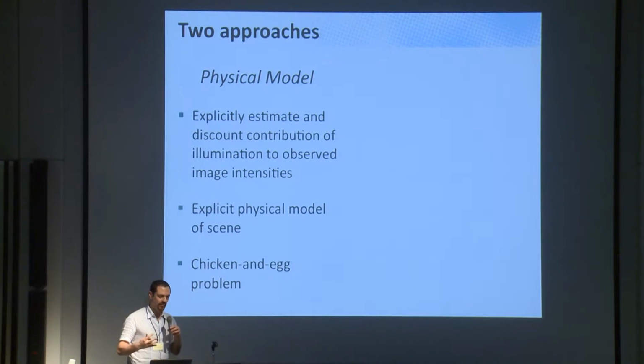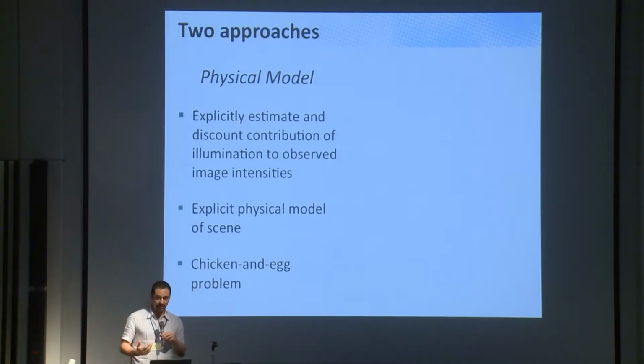Now, broadly speaking, in the field, there have been two major ways of thinking about how you could go about solving this. And I think this maps on in some ways to what we heard earlier on in the computer vision session, where both approaches do yield some kind of useful results. So one possibility is that you try to develop a deep representation, a physical model, and this is what's usually called inverse optics, where you explicitly estimate and discount the contribution of illumination or other factors to the observed image intensities. And the key aspect of this that makes it distinct from the other approach is an explicit physical model of the scene is what you're trying to develop.